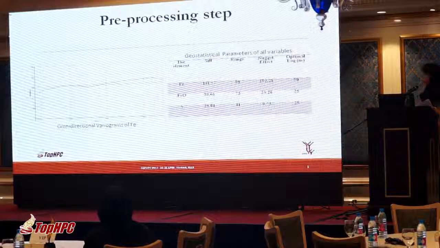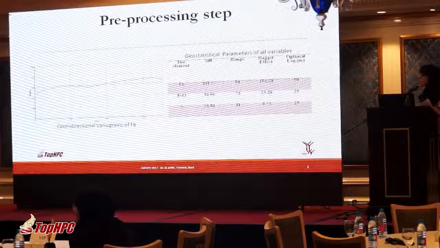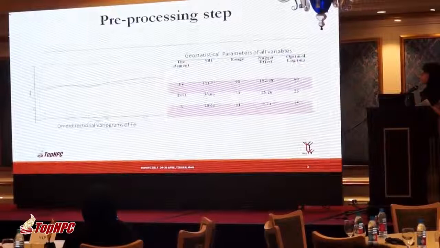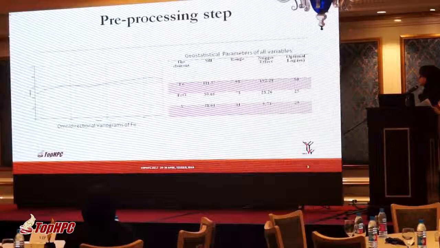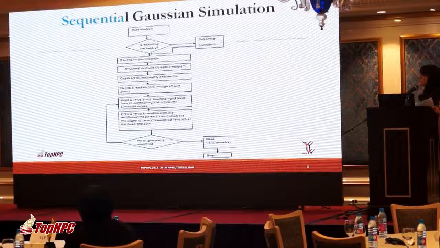Variogram is considered an important tool and means to achieve geostatistical parameters, for example, the effective range, which is used to calculate the range within which each sample could be affected by the other samples. After achieving all these parameters for all three variables, I want to briefly explain sequential Gaussian simulation.